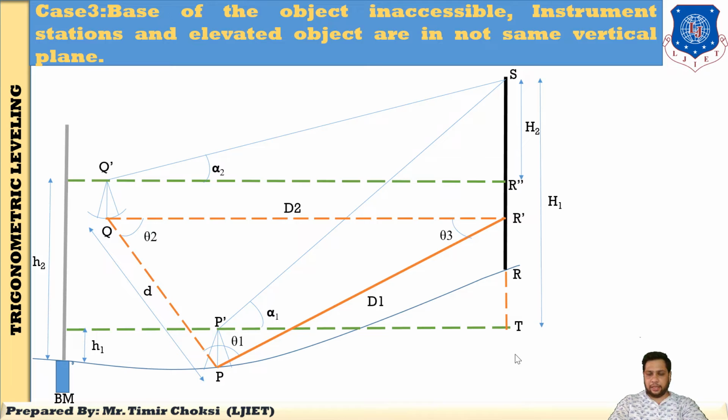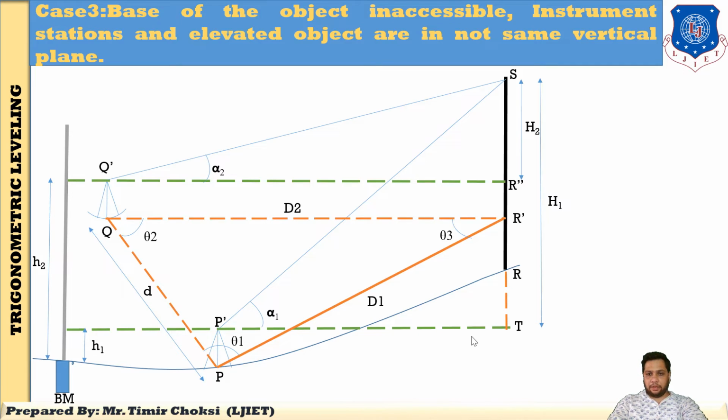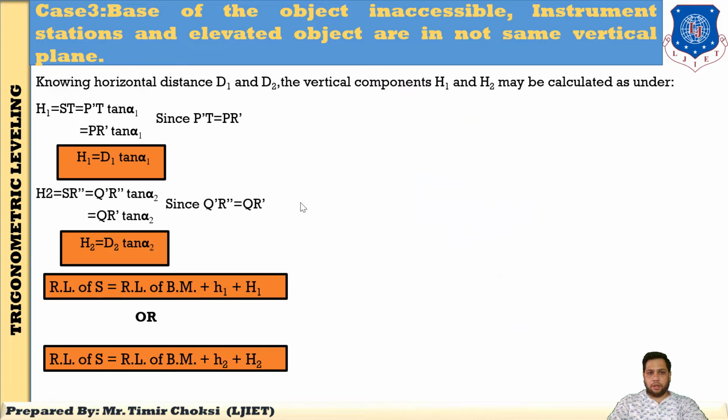It is equal to ST. So take the triangle S, P dash and T. ST equals P dash T tan alpha 1, because you have considered alpha 1 as the vertical angle. But in practical consideration, you have seen that your line P dash T is similar to PR dash in practice. When you view it from the elevation point of view, your line ST equals P dash T.